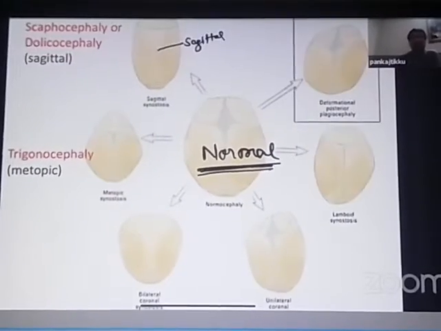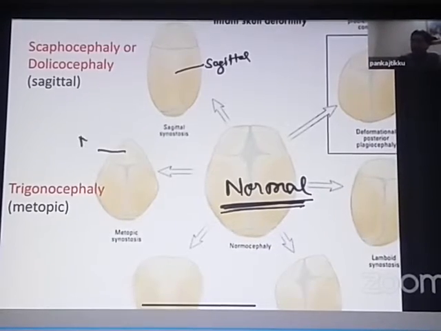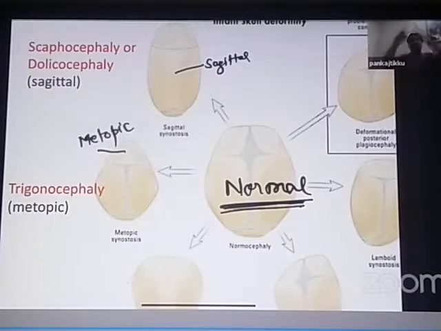The metopic sutures. So this is the metopic suture. Premature fusion of the metopic suture can lead to another type of head shape which is known as trigonocephaly. In trigonocephaly, from the front the head is triangular and then behind the head is normal.